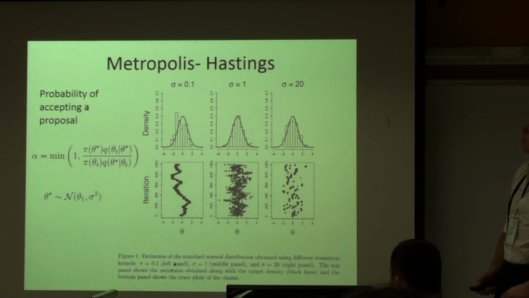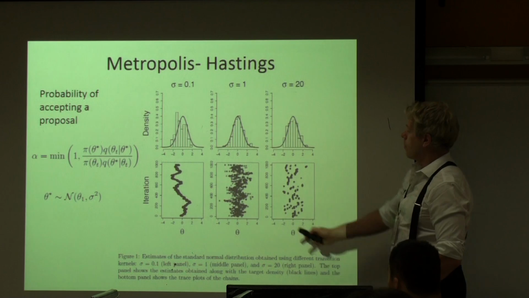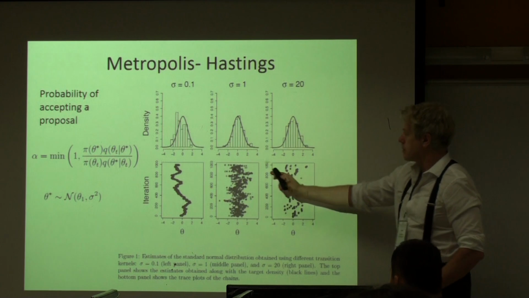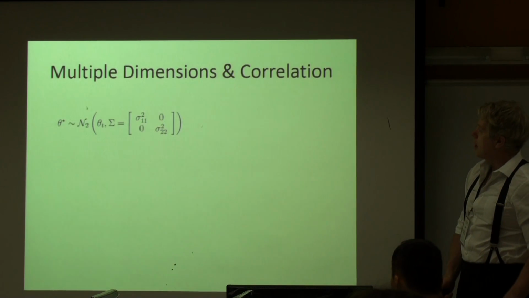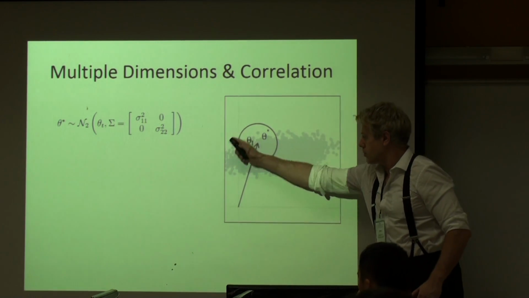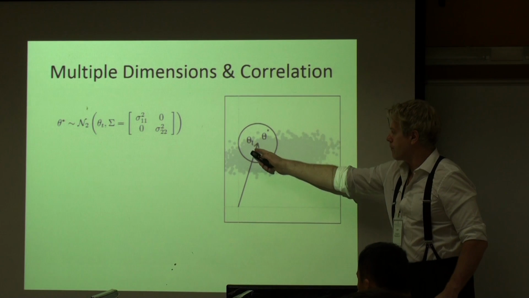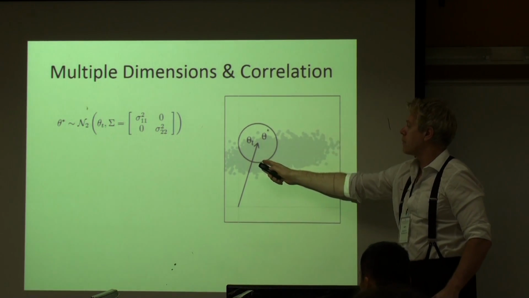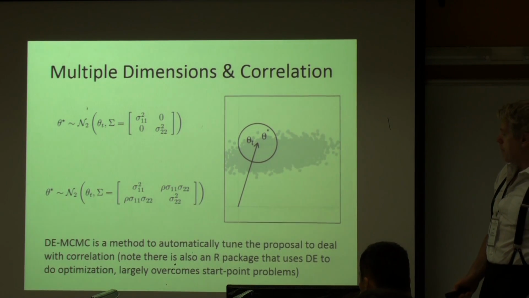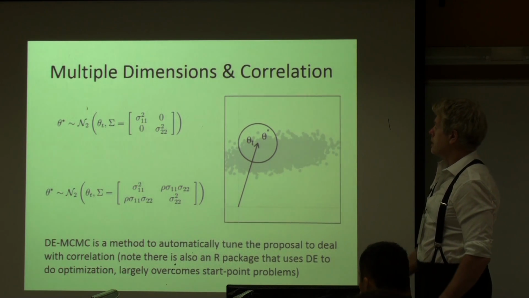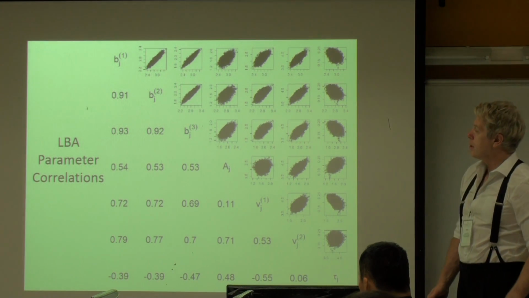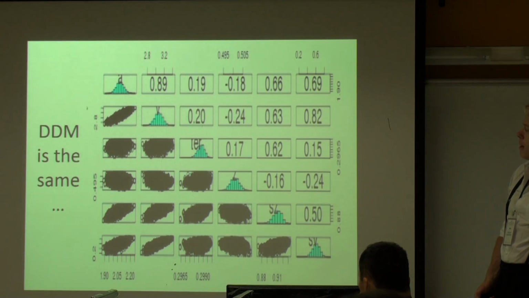So I don't want to spend too much time on this except to say that we have this sequential acquisition and that we need to tune things so that we get a nice fat hairy caterpillar. This is difficult because of correlation. These two parameters are correlated. If they're uncorrelated, it would be a round sort of thing, but it's an oval, and that indicates correlation. In order to make things work well, we need to understand that correlation structure, but we don't know it. And it's very strong in the LBA and in the DEM.